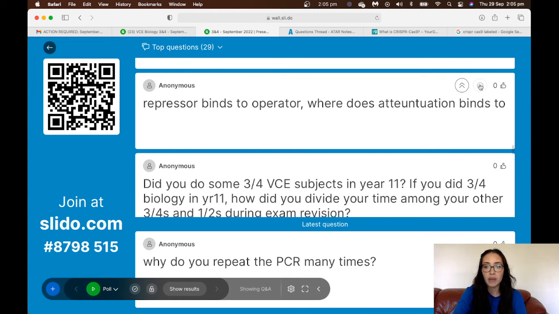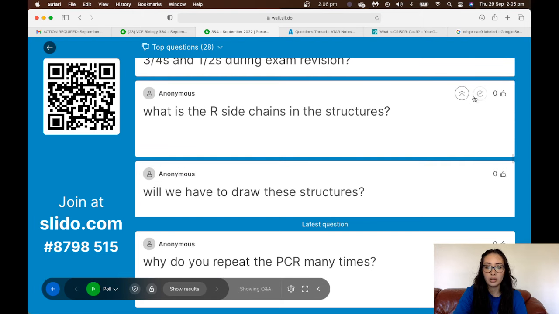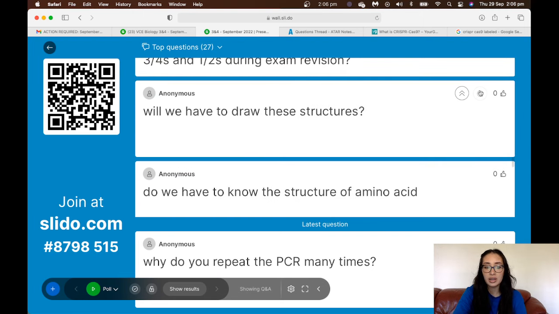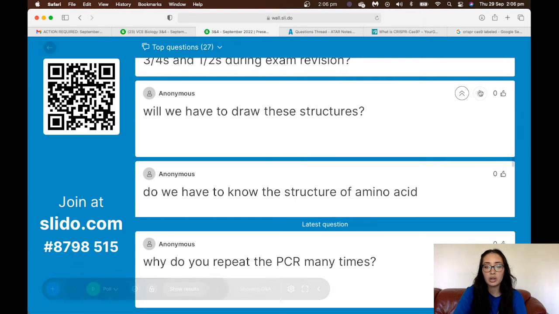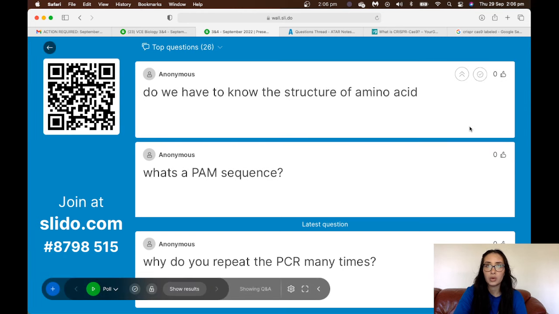Attenuation doesn't bind to anything really. It's more about the ribosome translating it. I will discuss that later. R-chains are part of the amino acids. You don't really have to draw anything major. You do have to know the basic structure of an amino acid. It's not explicitly in the study design anymore, but I would know the basic structure.